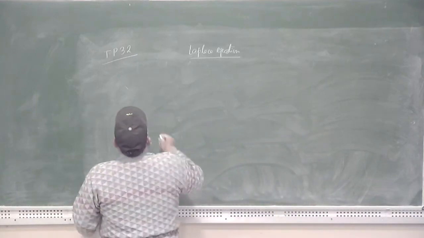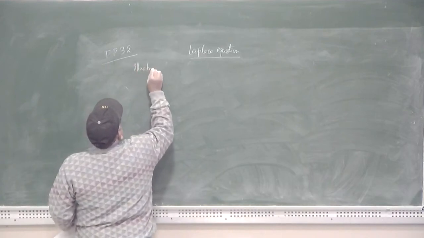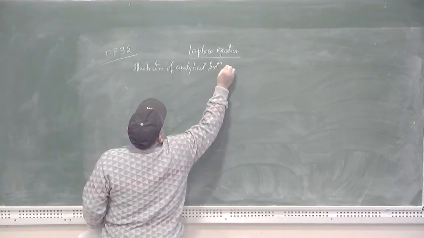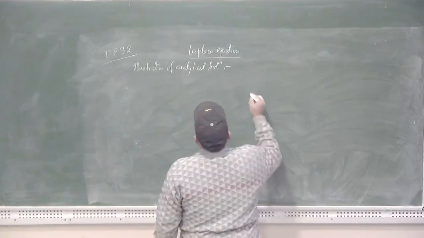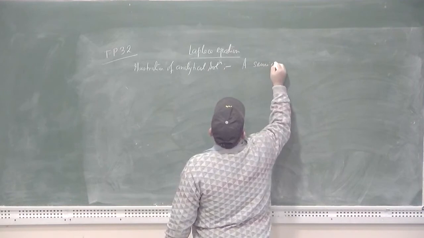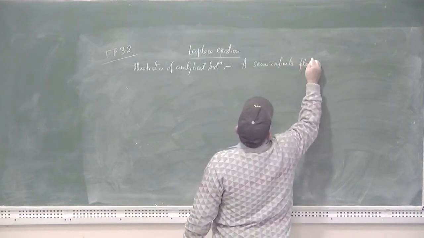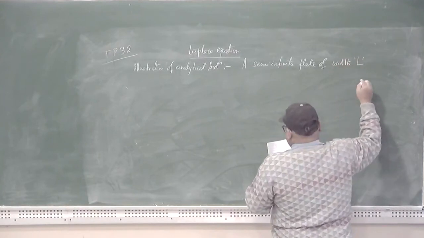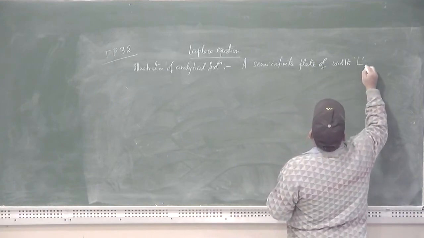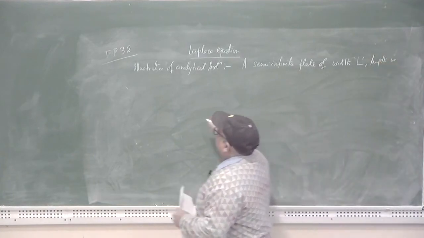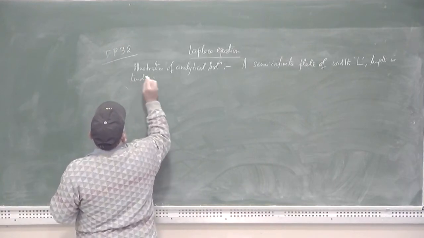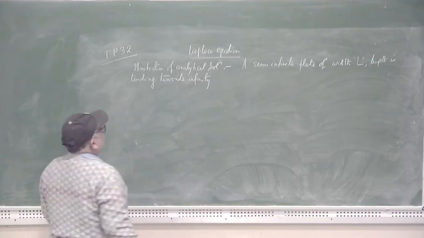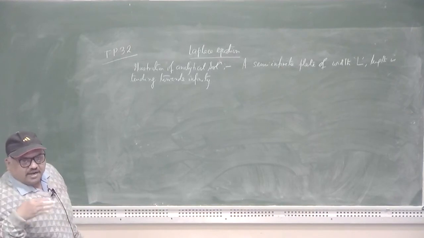Illustration of analytical solution. A semi-infinite plate of width L, and the length is tending towards infinity. That is the meaning of a semi-infinite system. A semi-infinite plate of width L and the length is tending towards infinity.